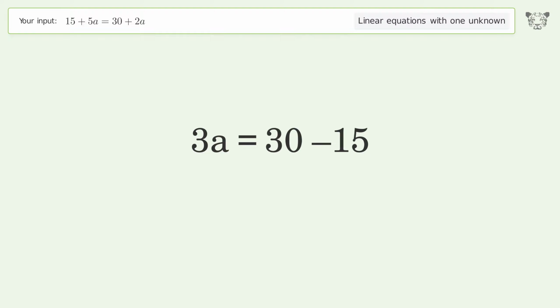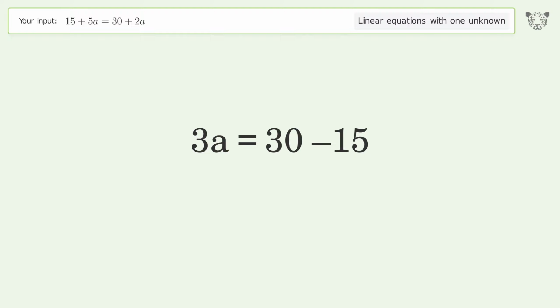Group all x terms on the left side of the equation. Subtract 2a from both sides. Group like terms. Simplify the arithmetic. Group like terms. Simplify the arithmetic.